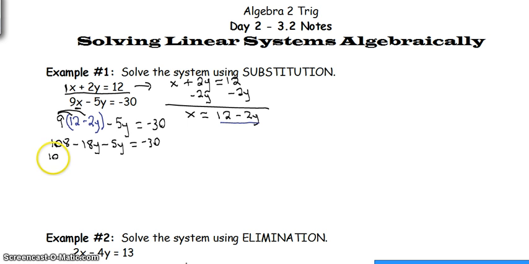So this is 108 minus 23y equals negative 30. So I just combine the like terms. The negative 18y minus 5y is negative 23y. I will subtract 108 from both sides.